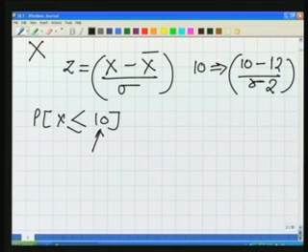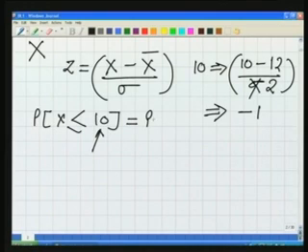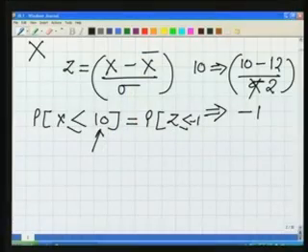This value is 2. So, we can write the equivalent value is minus 1. So, what we can write this as? This probability is same as in the case of our standard curve, z being less than equal to minus 1. Now, what is this z being less than equal to minus 1?